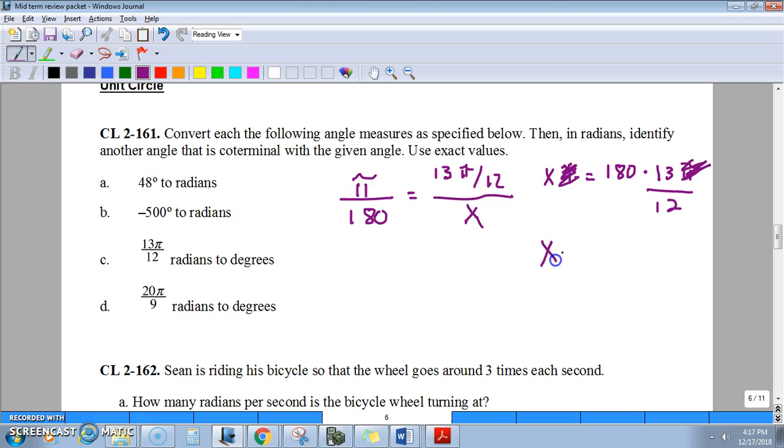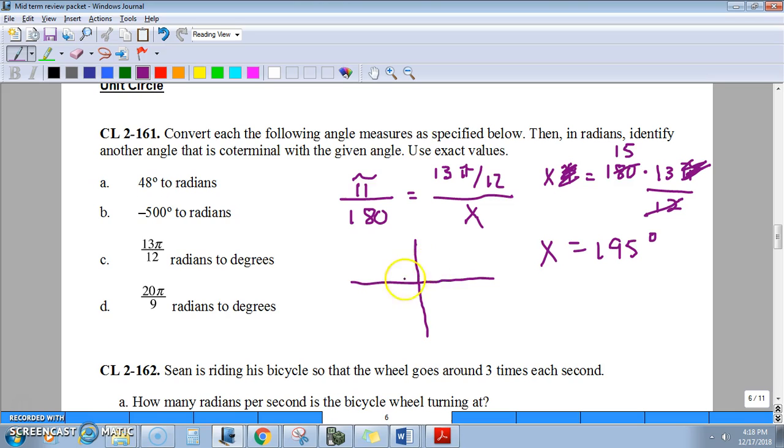Okay, so x is equal to, what I did was, I know 12 can go into 180 15 times, and then all I have left over is 15 times 13, which was 195. So x is 195 degrees. So it's easier in degrees to think about coterminal angles because we think in degrees. That's like how we do it.